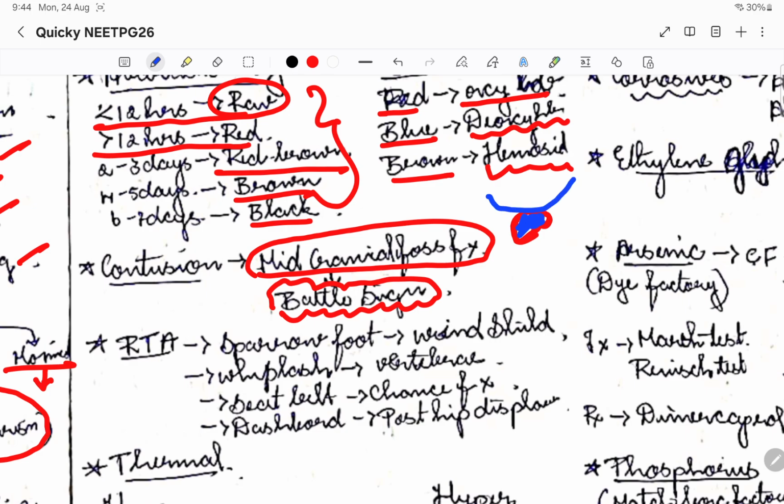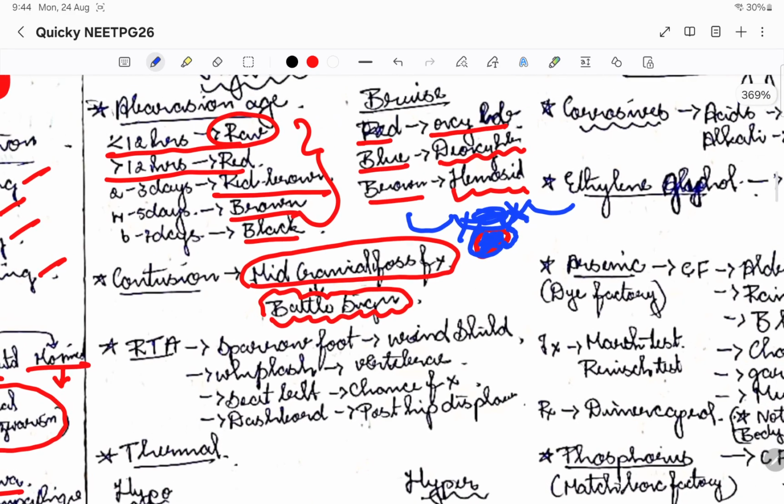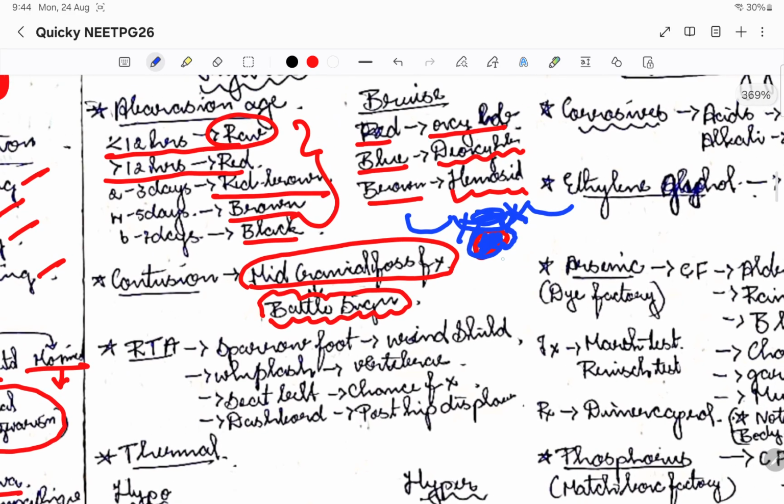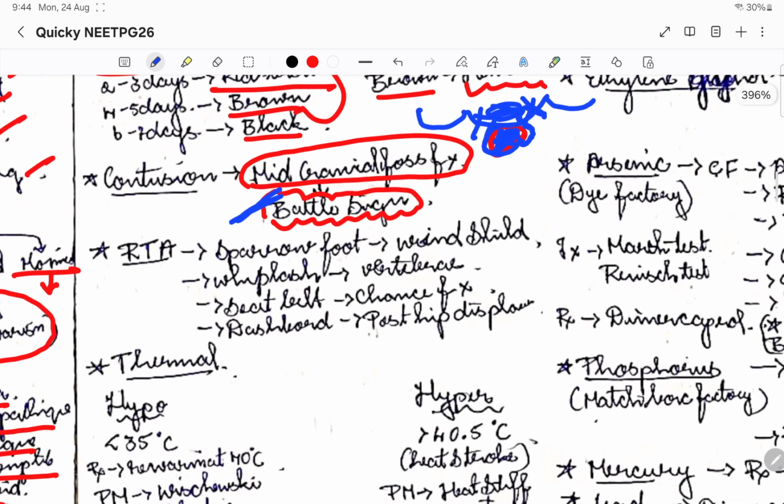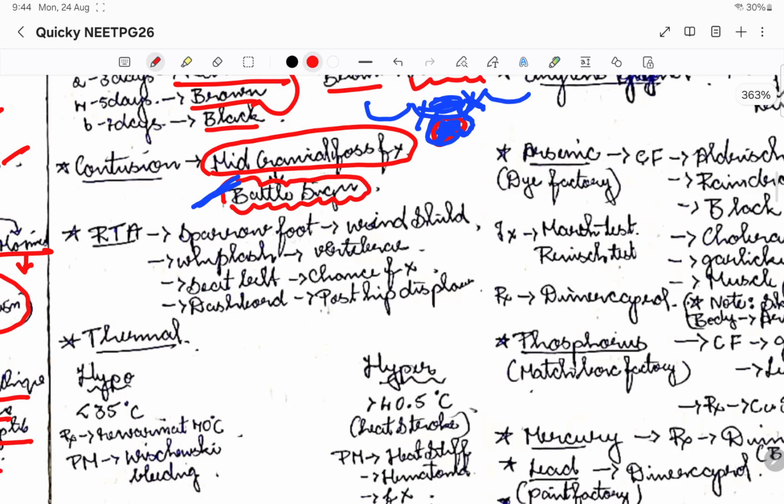Because just above that is the anterior cranial fossa, middle cranial fossa and posterior cranial fossa. If some fracture has happened here, it is going to be Battle sign, meaning there has been blood vessel rupture that has happened. So this is with respect to contusion. Okay, so contusion is, I told you, right, blood collection, so it is going to be Battle sign. Okay, so remember that.